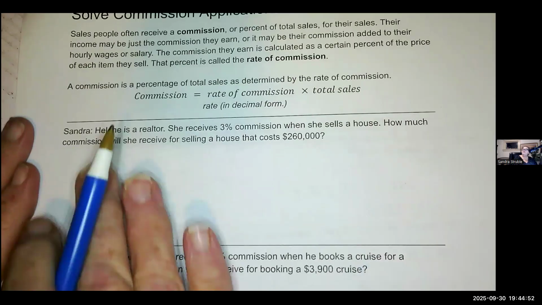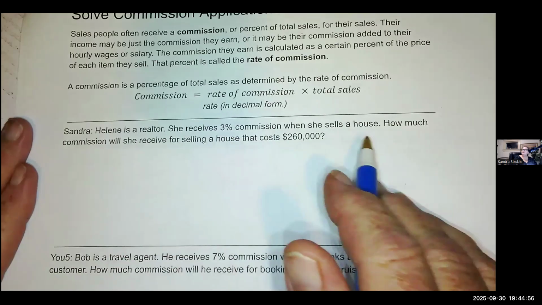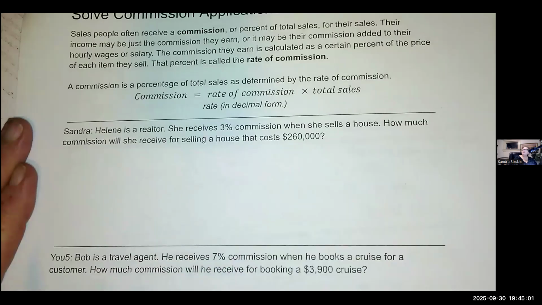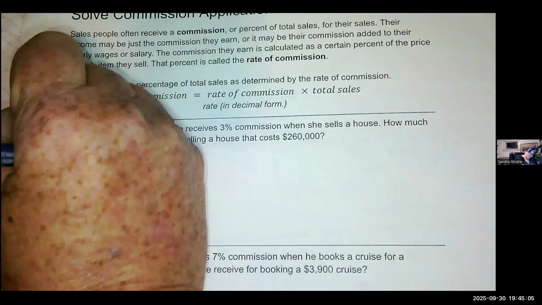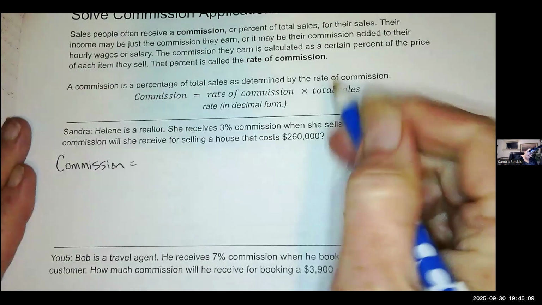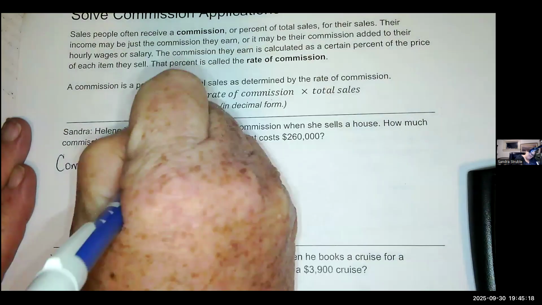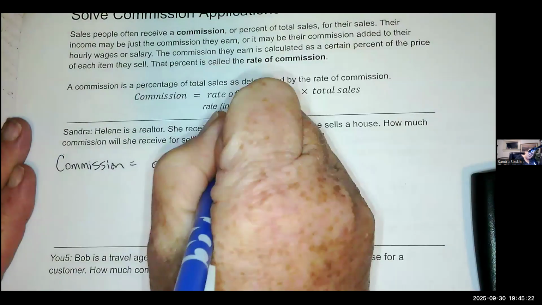For my first one, Helene is a realtor. She receives a 3% commission when she sells a house. How much commission will she receive for selling a house that costs $260,000? So I'm going to say commission is equal to the rate of commission in decimal form. 3% in decimal form is 3 divided by 100, which is 0.03, times the sale itself, 260,000.